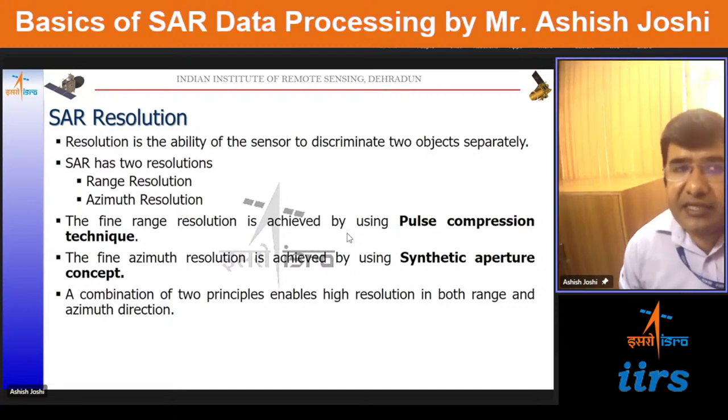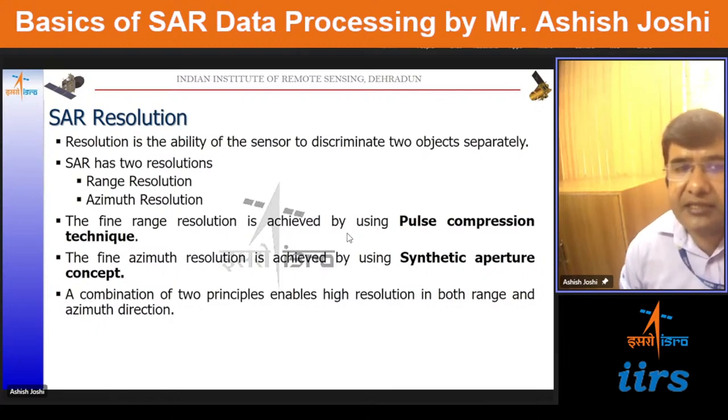Okay. So what is the SAR resolution? What is resolution? Resolution is the ability of the sensor to discriminate two objects separately. This is the standard definition of resolution. Resolution is the ability of the sensor to discriminate two objects separately.